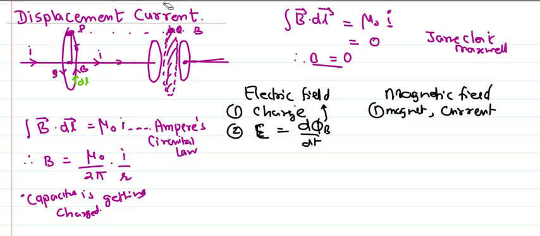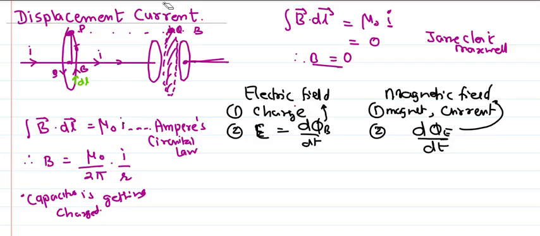So Maxwell argued, is there any other way by which a magnetic field can be produced? And he proposed that a changing electric flux d phi E by dt can also produce magnetic field. The way over here a changing magnetic flux produces electric field, he said that by symmetry a changing electric flux can also produce a magnetic field.